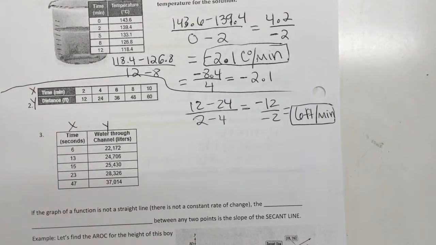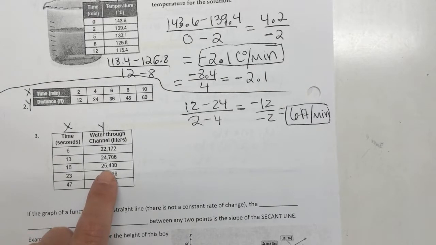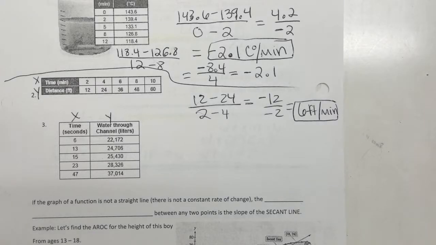Try the last one on your own. Number 3. And those are not decimals, those are commas. People are confused about that. If it's a decimal, I want you to round to the nearest hundredth. Make sure you put your units of measure.